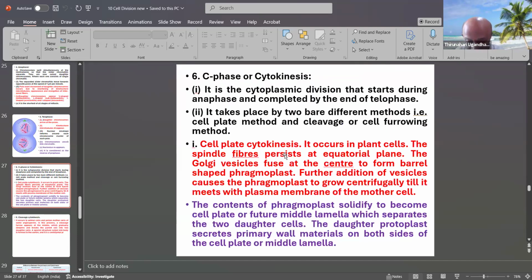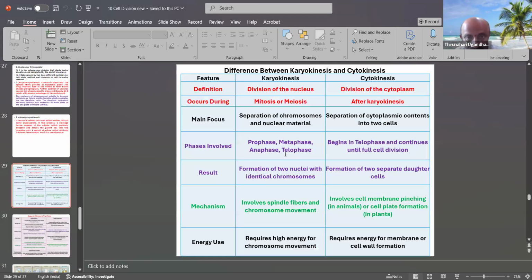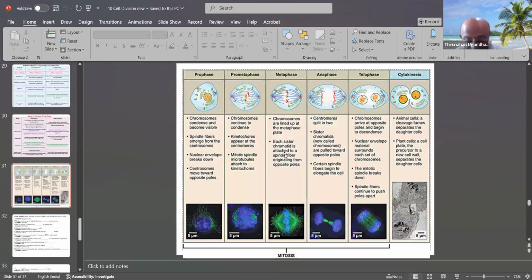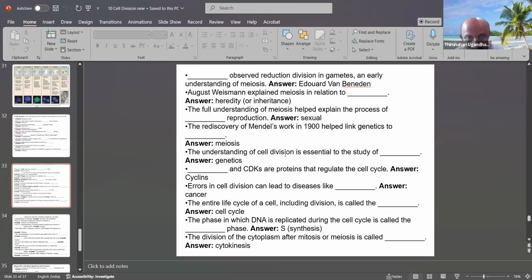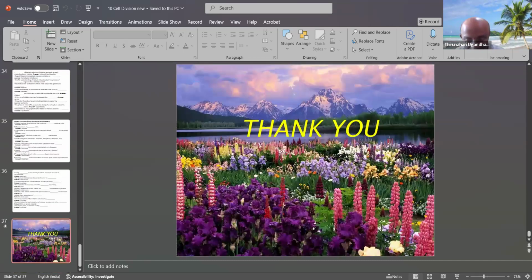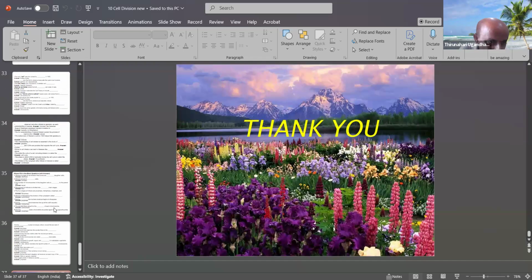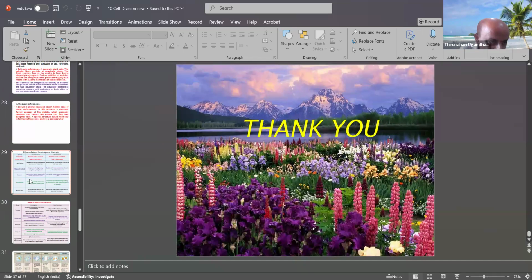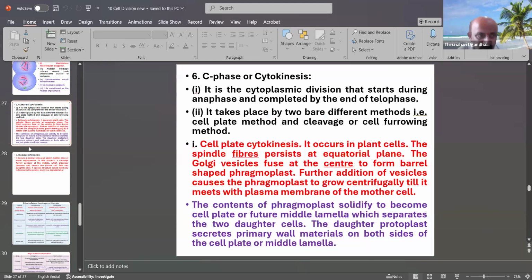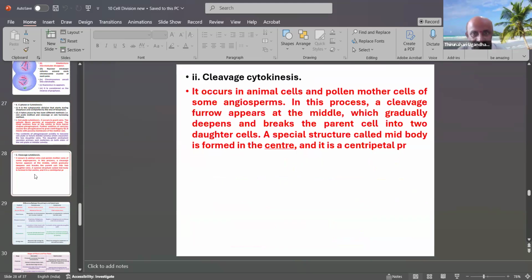Then the C phase. The C phase is the cytokinesis phase. Here there is cleavage cytokinesis. Cleavage cytokinesis occurs in animal cells and pollen mother cells.